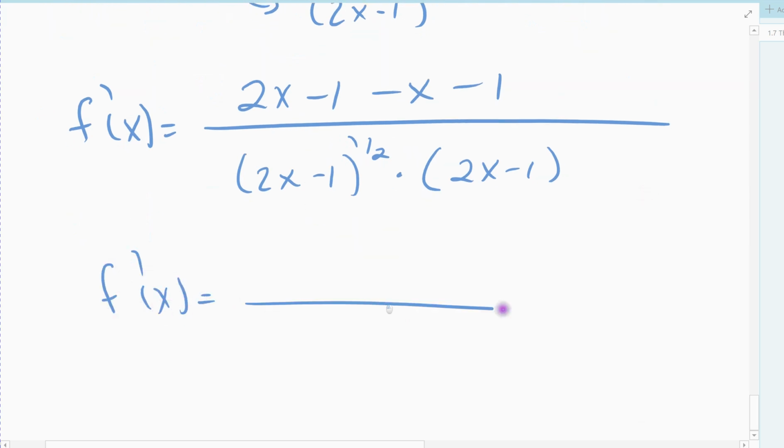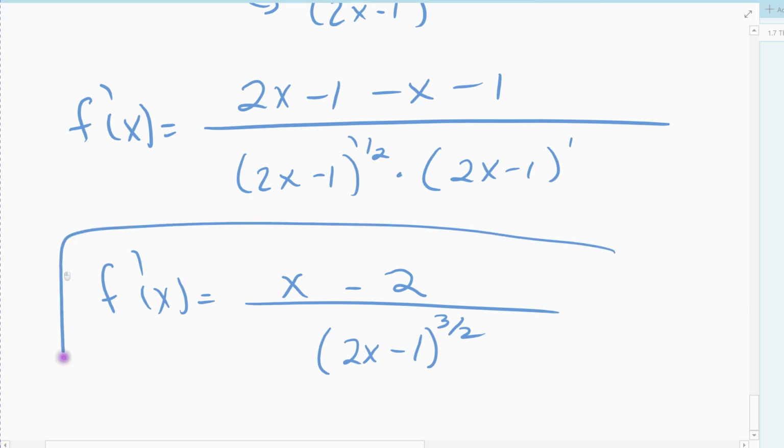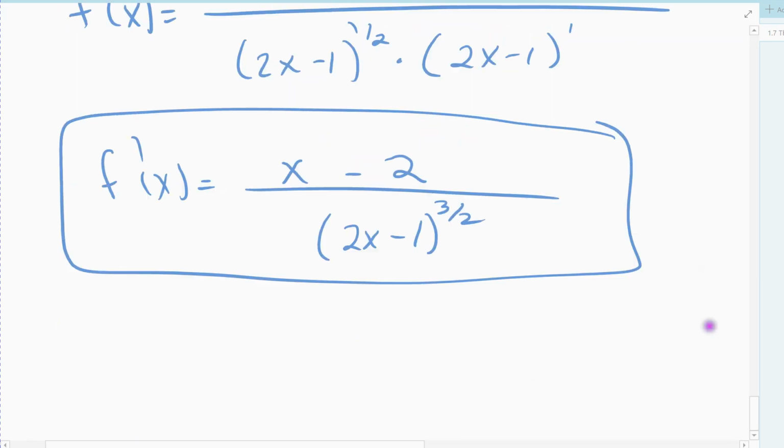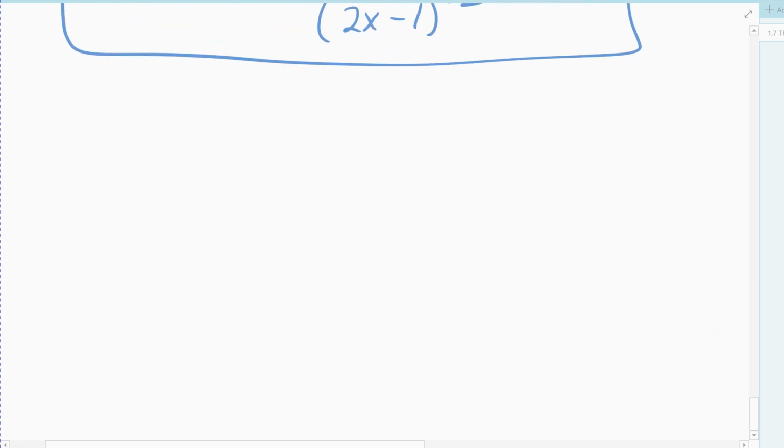The last thing is to just clean this up. Up top, collect like terms, so I'm going to have x minus 2. And in the bottom, I can add my exponents. I have 1 half of those here and 1 of them there, and so that means I've got 3 halves groups left over. And there is that expression, completely simplified. Like I said, this is a toughie. If I were to ask this on a quiz or an exam, I would probably make this a bonus question. But it is something you should know how to do. So there's my expression. So that's method 1.